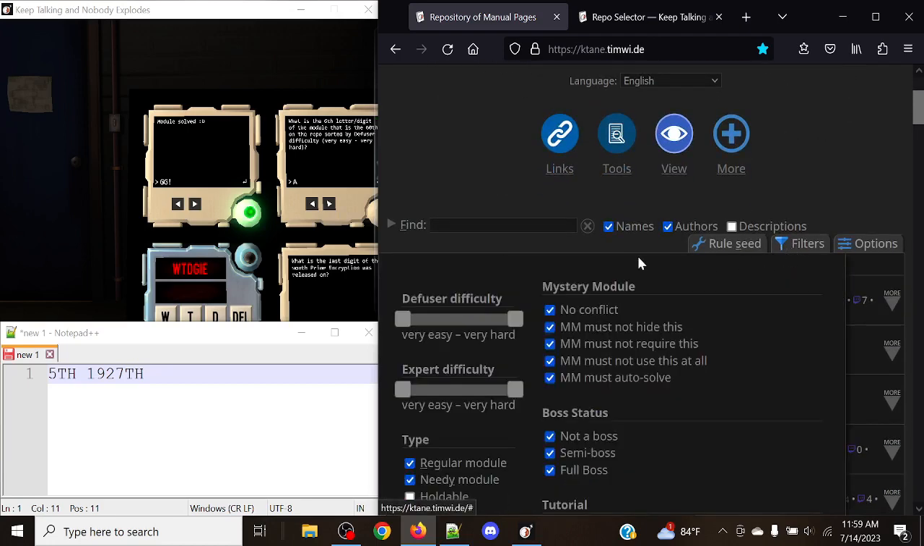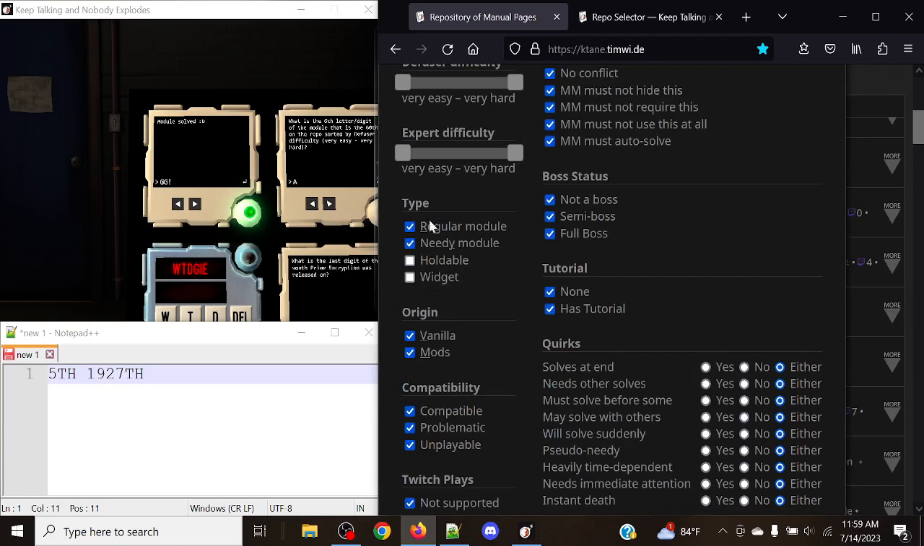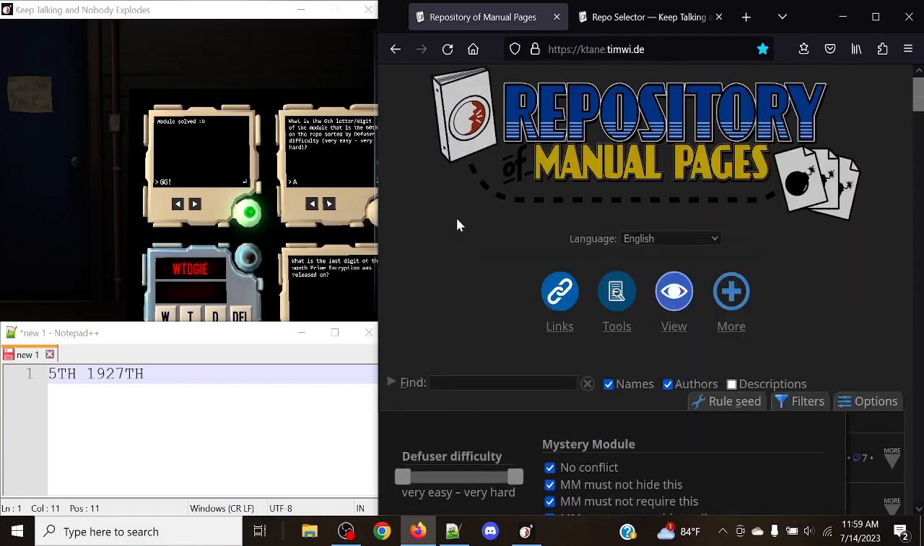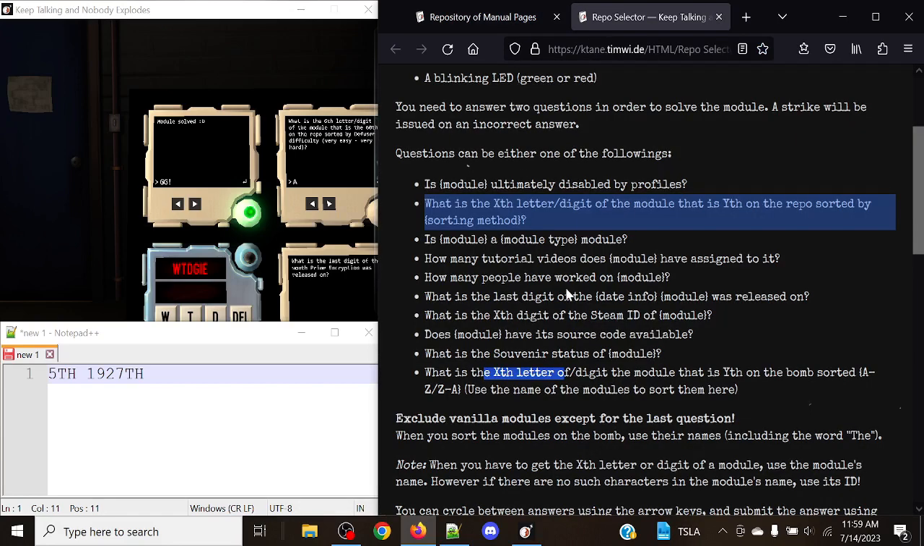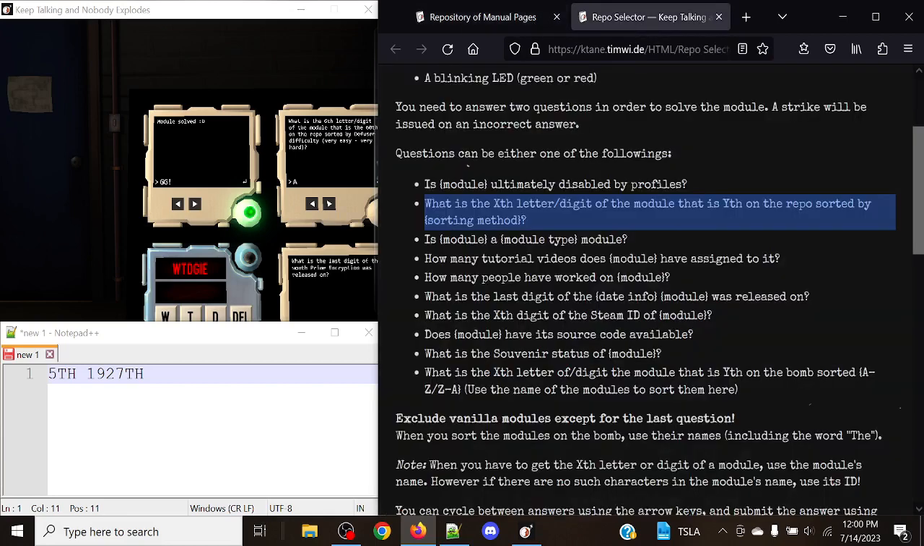So what I'm going to do is, when we're sorting on the repo here, I'm going to make sure that I have filters and I have regular and needy modules enabled, but I make sure that I have vanilla disabled. It's only going to be referring to regular and needy modules. It is going to have needies, so be careful with that. But in this case, it is just not going to have vanillas when we're actually sorting on the repo here. So, let's take a look.